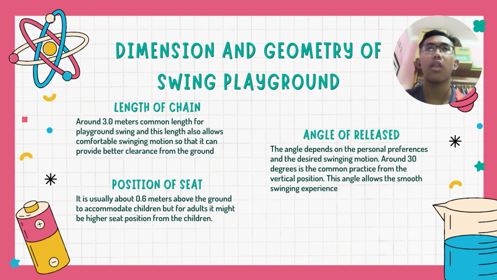The second is the angle of release. The angle depends on personal preference and the desired swinging motion. Around 30 degrees from the vertical position is a common practice. This angle allows a smooth swinging experience. And the last one is the position of the seat. It is usually about 0.6 meter above the ground to accommodate children, but for adults, the seat position might be higher than for children.